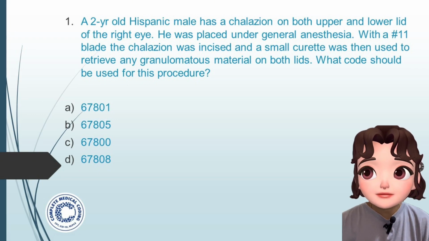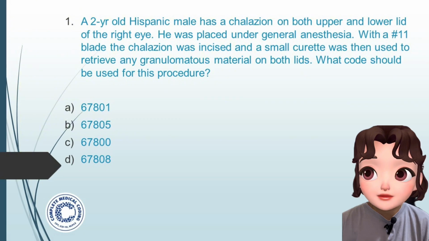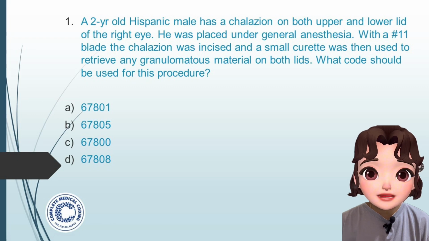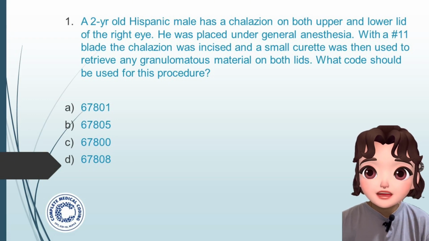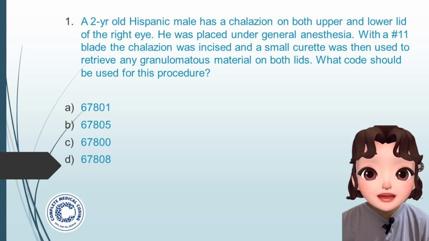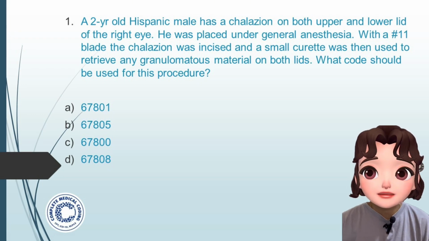Okay, so here, what procedure is being done? The patient was having chalazion on both upper and lower lid of the right eye. So it's unilateral, right? Only on the right eye, both upper and lower eyelid. And he was placed under general anesthesia, so under general anesthesia the procedure has been done. Retrieve any granulomatous material. So let's move to the codes one by one. What are the codes here? Starting 67800, 67801, 67805 and 67808. So these are the 4 CPT codes mentioned here.